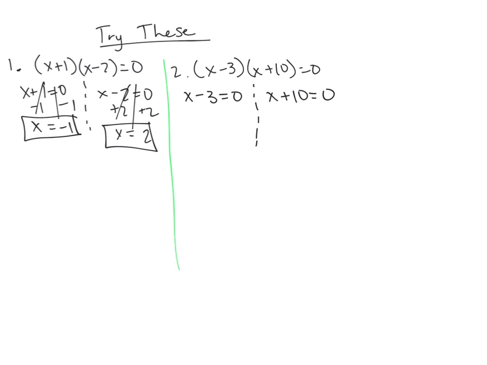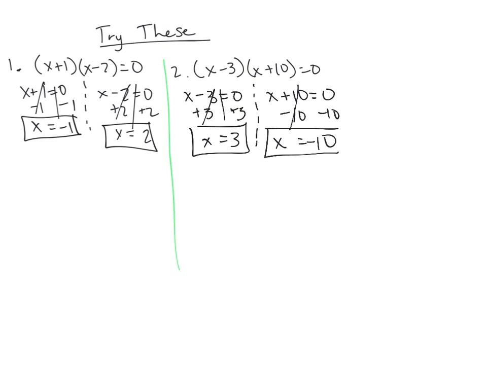All right, so on this one, I get x minus 3 equal to 0, which when I add the 3 over, I get x equals positive 3. And then I have x plus 10 equals 0 as that second quantity. When I subtract my 10 over, I get x equal to negative 10. So 3 and negative 10 are our quantities there that work for the zero product property.